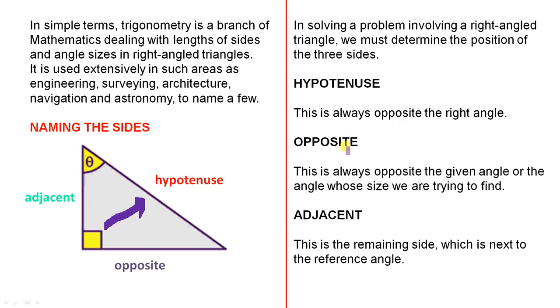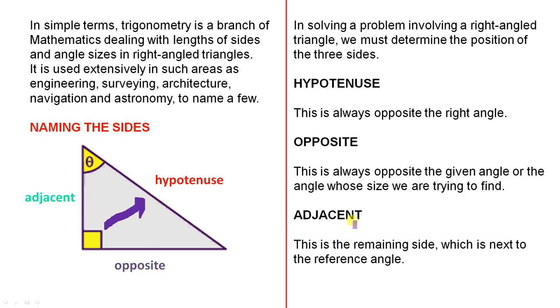The opposite side. This is always opposite the given angle or the angle whose size we are trying to find. So when we have an angle here, whether it's an unknown angle or an angle whose size we know, the side that is opposite, there it is there, that is called the opposite side.